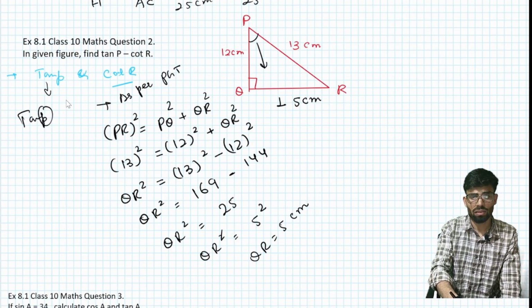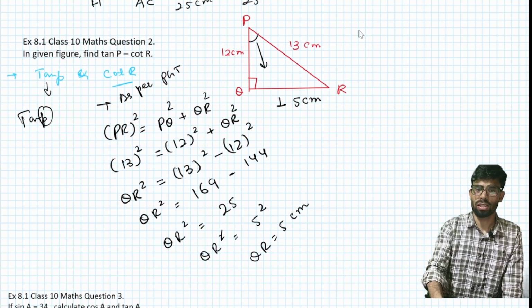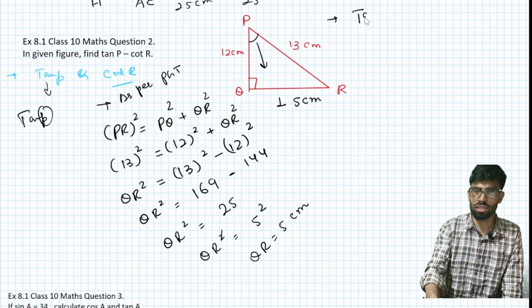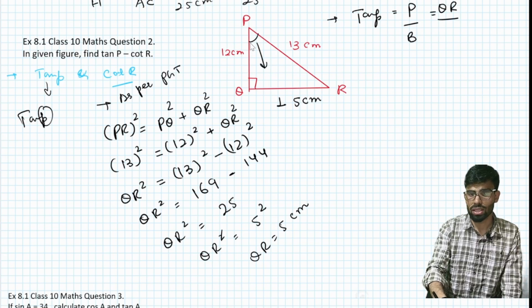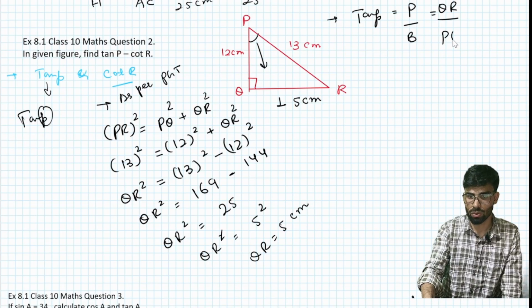But what we are doing here is we have to deduce this tan P term. Tan P is perpendicular upon base. For this, perpendicular will be this side, that means QR, upon base, which is this side, because the adjacent of the angle of interest is always base. Here base will be equal to PQ. That means 5 centimeter upon PQ, which is 12 centimeter. It will become 5 upon 12.